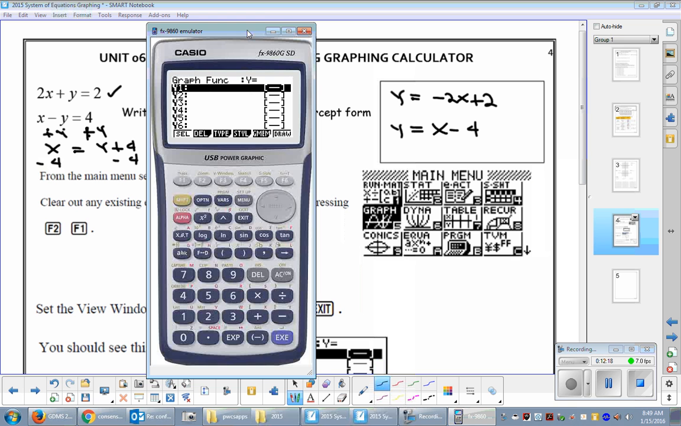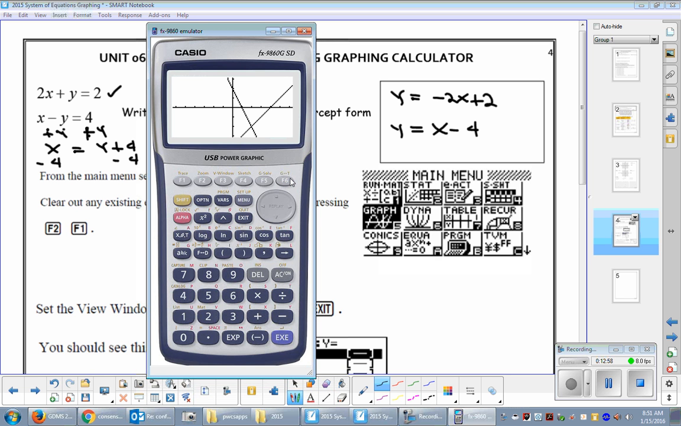So y is equal to negative, so this should be your negative key, negative 2x plus 2, then press EXE, x minus 4. Then you have to press EXE. Okay, I'm going to press EXE right now. Now look here, draw. To draw these two equations, I have to press F6. And that will be the graph of the two equations.